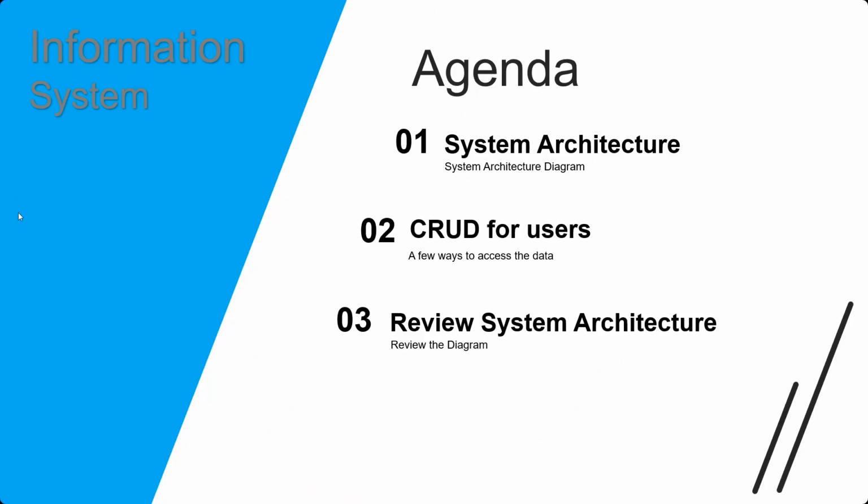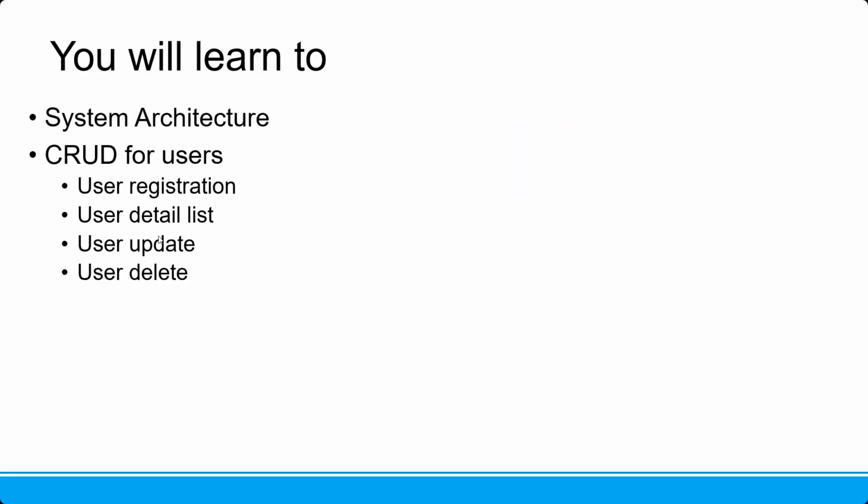So at first, you will learn about the system architecture. What is system architecture? And then you are going to learn what is CRUD, C-R-U-D. And we are going to review the system architecture. You will learn the system architecture and then CRUD. So what is CRUD? We will look at the things later. There will be 4 things: the first is user registration, user detail list, user update, and user delete.